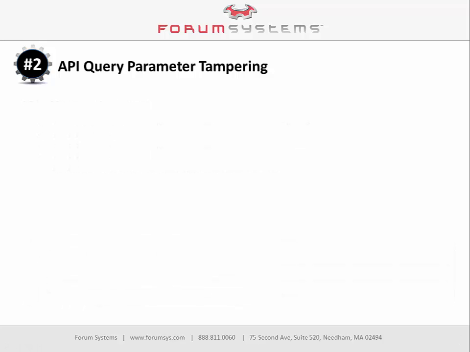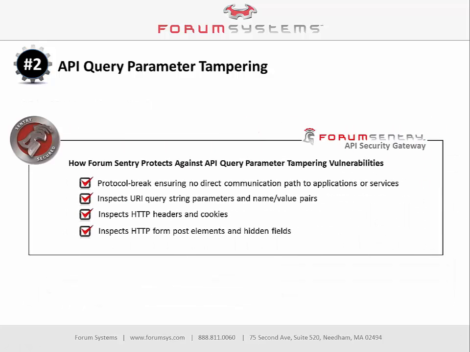So how does the Forum Sentry API Security Gateway prevent against API parameter attacks? Well, Sentry provides a full protocol break ensuring no direct communication path to applications or services. Sentry inspects all URI, query string parameters, and name value pairs, as well as HTTP form post elements in hidden fields. Sentry also inspects all HTTP headers and cookies. Sentry detects, blocks, and logs these attacks. They never make it to the application server.